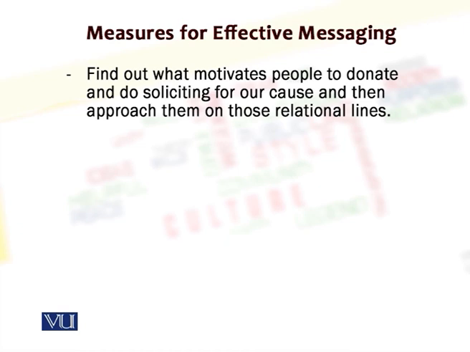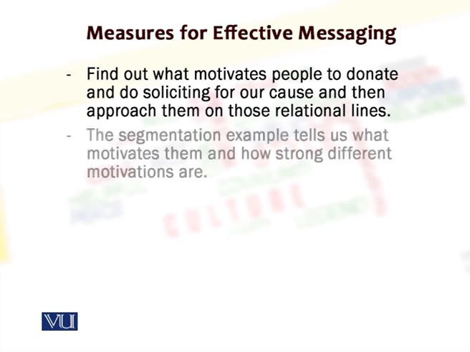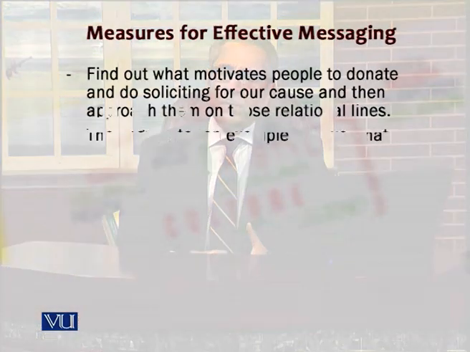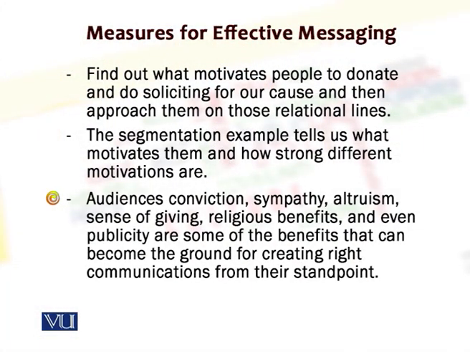Motivational factors can be established with the help of marketing research. And this takes us back to the exercise of segmentation, in which I gave you the example of what motivates different people to donate. I think there are four or five different adjectives which basically can generalize the different levels of motivation, whether we talk of donors or other stakeholders. And those could be generalized as conviction, sympathy, religious benefits, altruism, and even publicity.